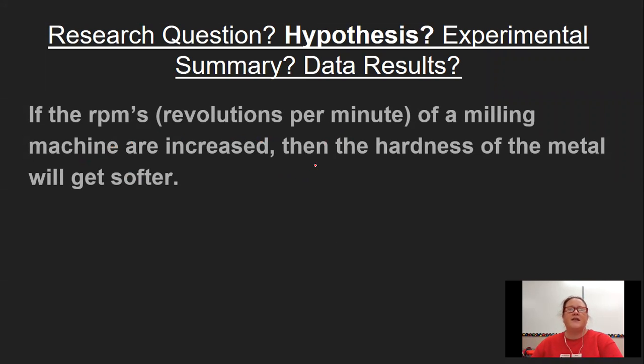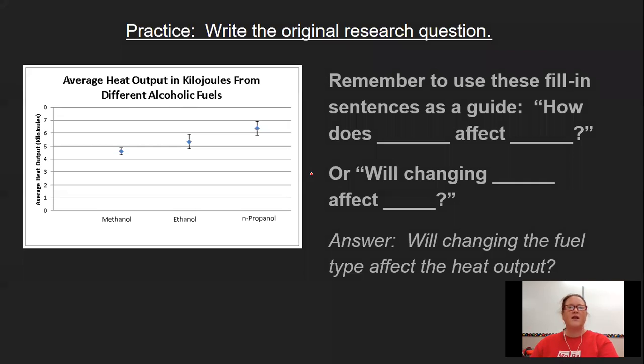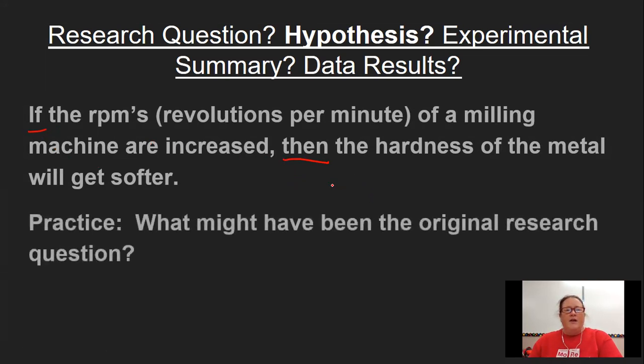All of the examples I'm giving you here are actually experiments that were done by Oconto Falls High School students in previous years. So this was one. This was another one, a student whose dad owned a fabrication shop. So it is a hypothesis, and you can recognize that by the if and the then. So practice what might have been the original research question.